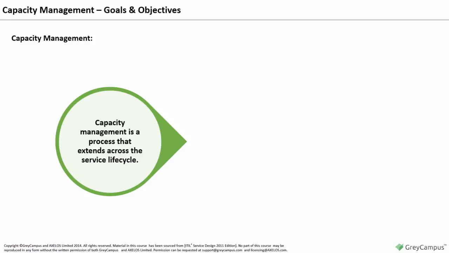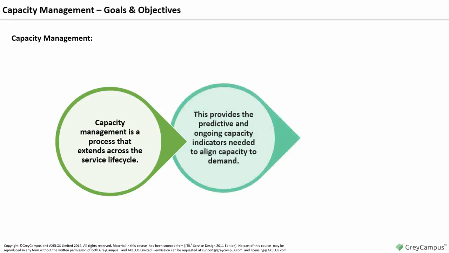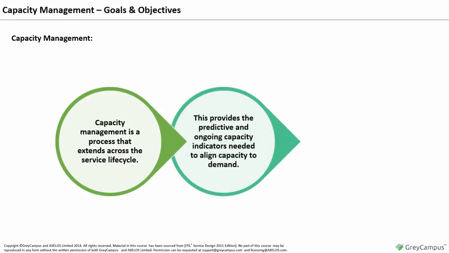Capacity management is supported initially in service strategy, where the decisions and analysis of business requirements and customer outcomes influence the development of patterns of business activity, lines of service (LOS), and service options. This provides the predictive and ongoing capacity indicators needed to align capacity to demand.